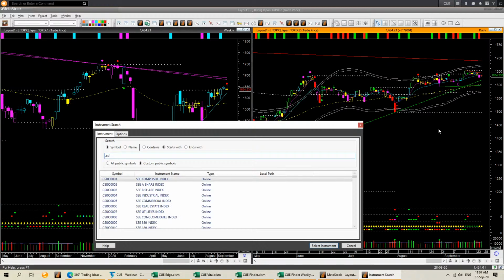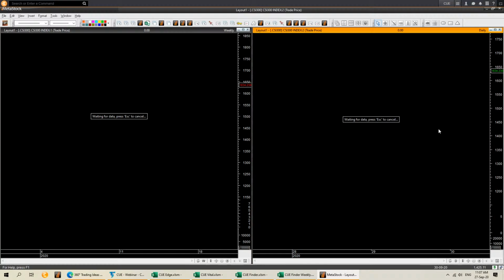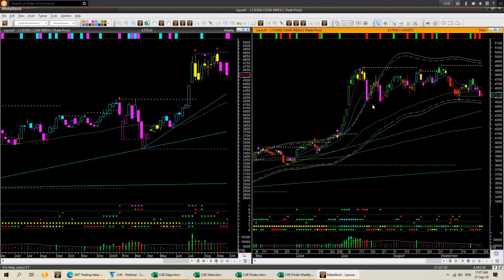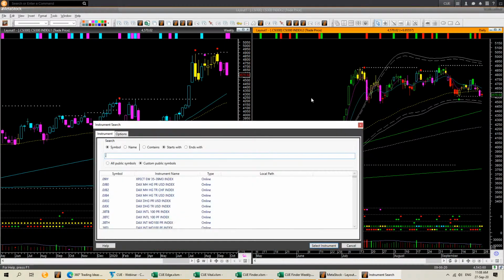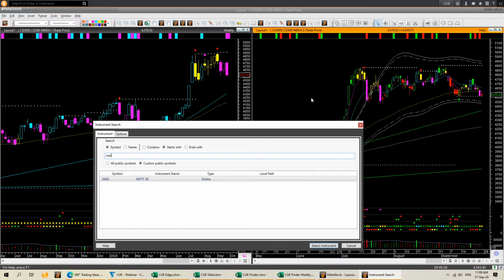China's market, CSI index, CSI 300, it was in a range and that is continuing. Only the India market was in an uptrend, looking at it using the Nifty index, Nifty 50.